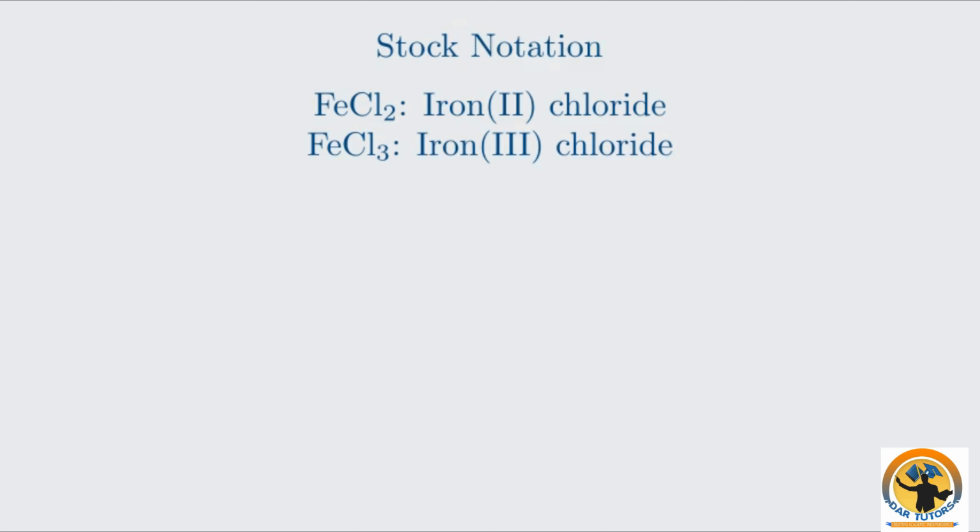Notice that metals in groups 1 and 2, and aluminium in group 13, are exceptions. They typically have only one stable oxidation state, +1 for group 1, +2 for group 2, and +3 for aluminium. Therefore, their oxidation state is not usually indicated in their name. For instance, we simply say calcium chloride, not calcium(II) chloride, because calcium's oxidation state is always +2 in ionic compounds.